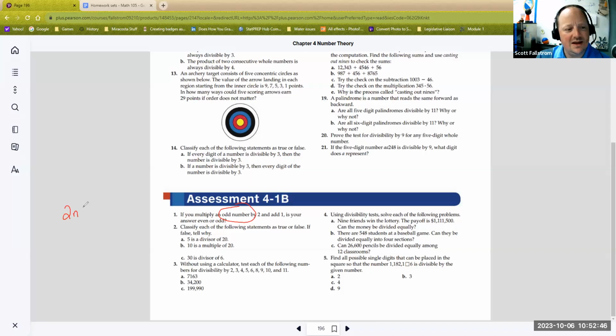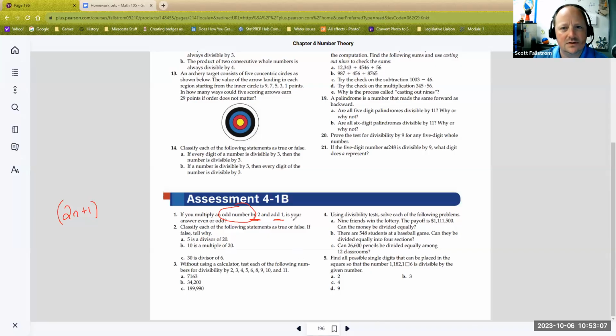So you can say any odd number looks like this, right? And then do what it says: multiply it by 2. When you get that result, then add 1. Is that result even or odd? Even numbers are multiples of 2. Odd numbers are 1 more than a multiple of 2, or 1 less than a multiple of 2.